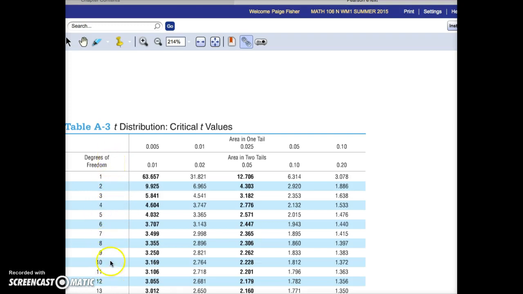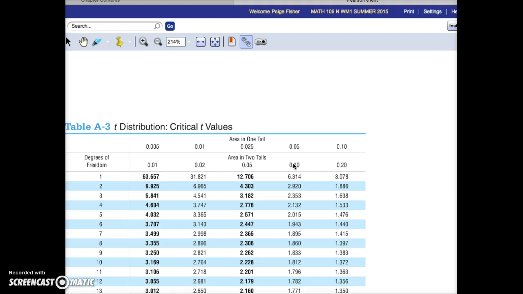Here are the degrees of freedom on this, and here is the area in the two tails and the one tail, but we're going to be using the area in the two tails. We want this area, and this area is 1 minus our confidence level. So for a 99% confidence interval, we'll want this column right here. That's because it's 1 minus 0.99, and that gives us 0.01. And then for a 95% confidence interval, we'll look at this middle column right here. And then for a 90% confidence interval, we'll look right here at the 0.10 column.